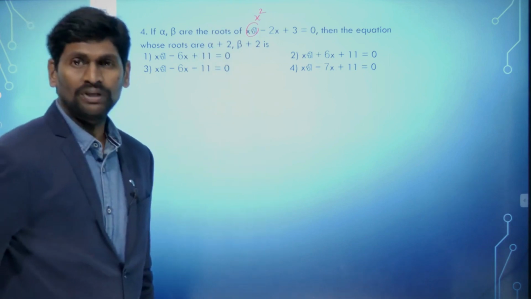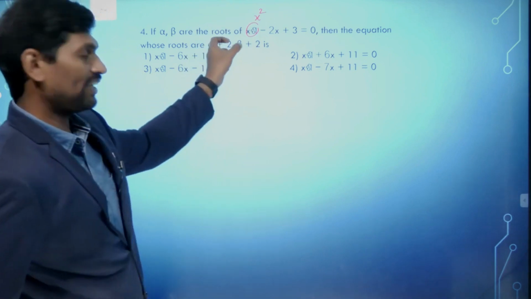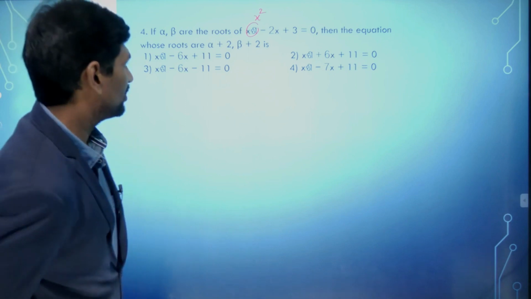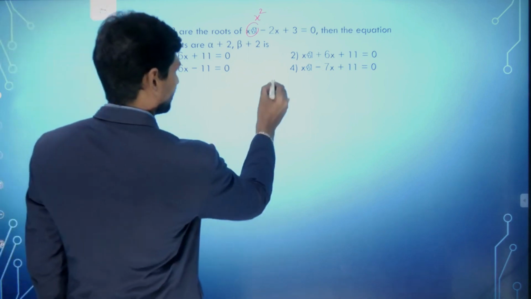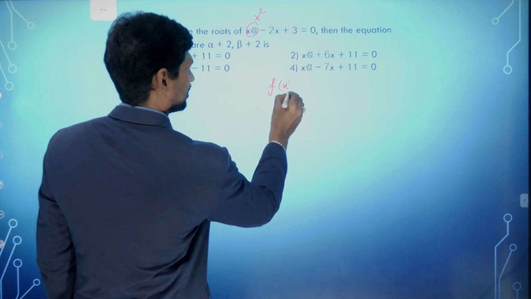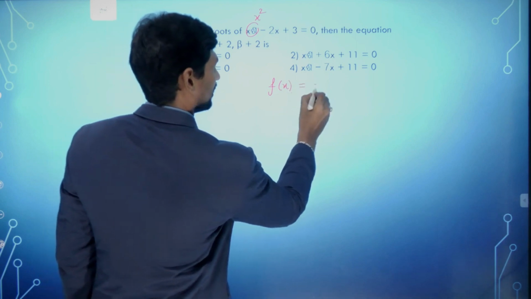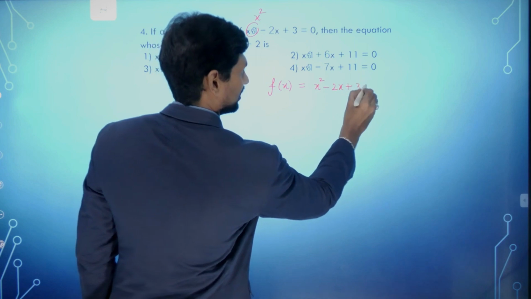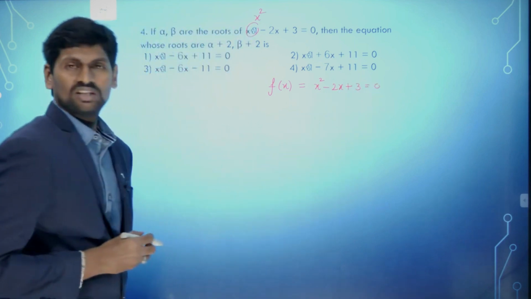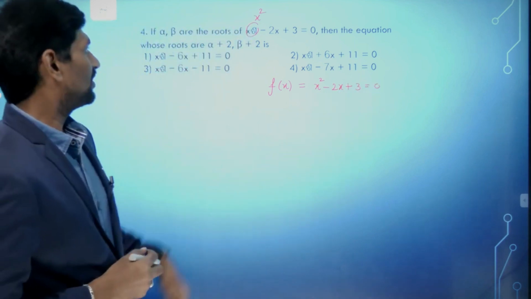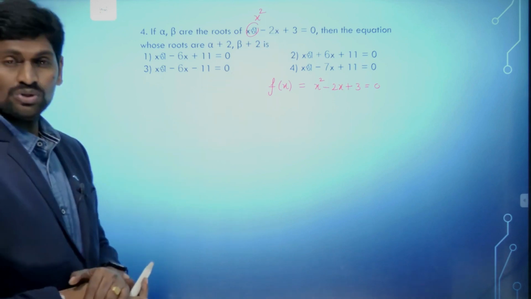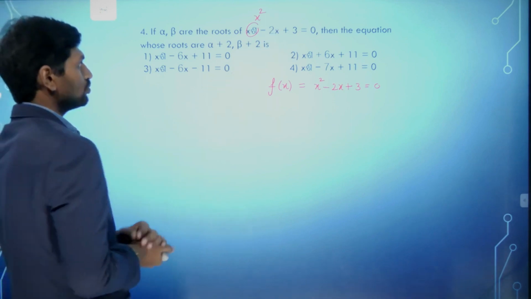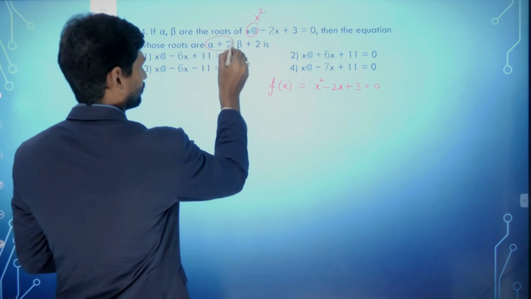If alpha, beta are the roots of x square minus 2x plus 3 equal to 0. So let me take the given quadratic equation f of x equal to x square minus 2x plus 3 equal to 0. This is the quadratic equation. Then the equation whose roots are alpha plus 2, beta plus 2.